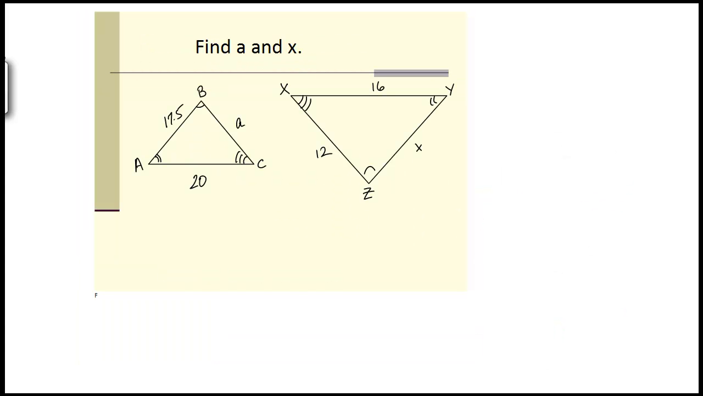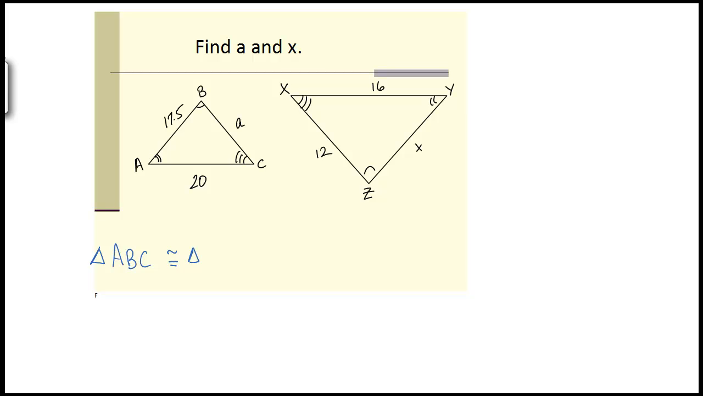So let's take a look at this example. It says find a and x. These two triangles are similar because if you take a look at it, the angles are the same. So that means that triangle ABC is similar to the other triangle.